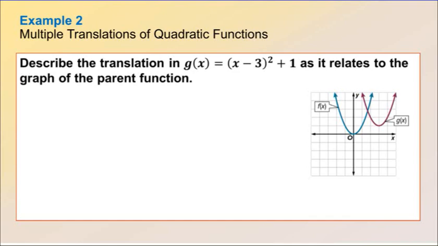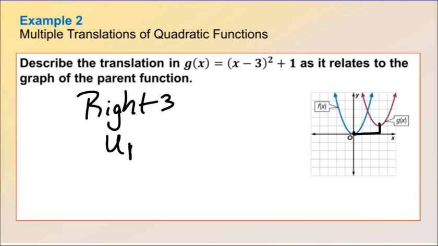Next, describe the translation here. For this one, you can see the graph as well. There are multiple translations, vertical and horizontal. From the parent function, it went to the right 3, up 1. So right 3, up 1.